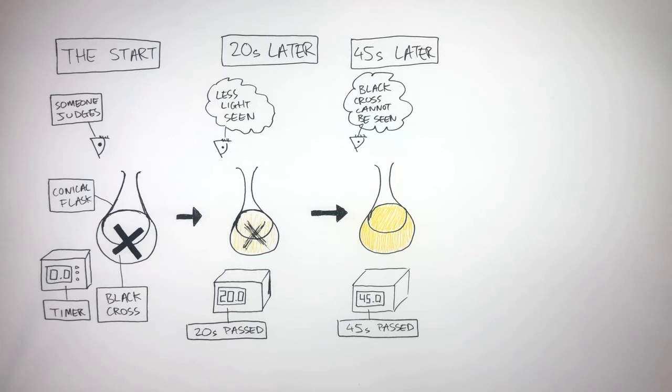This method, using someone to judge when the light can no longer be transmitted through, gives a very simple indication about the rate of reaction. The longer the time, the slower the rate of the reaction. The shorter the time, the faster the rate of reaction.